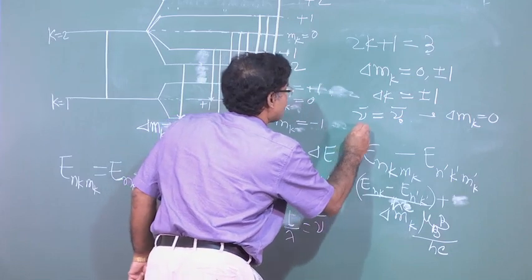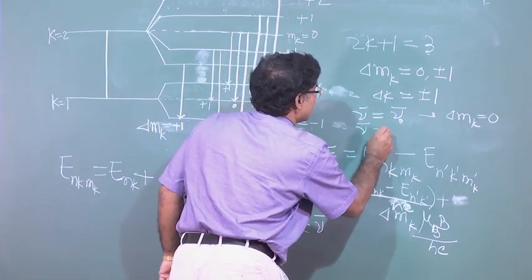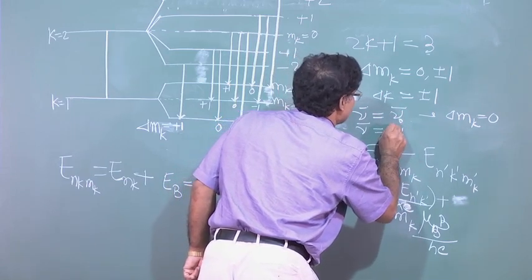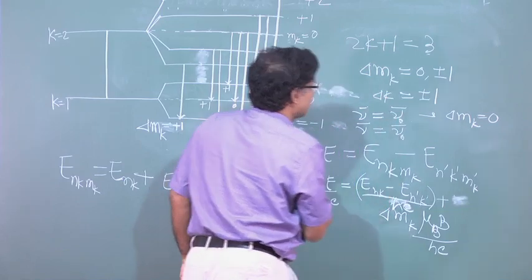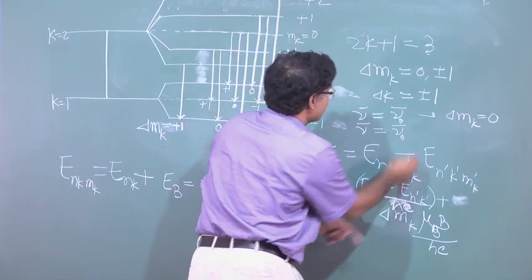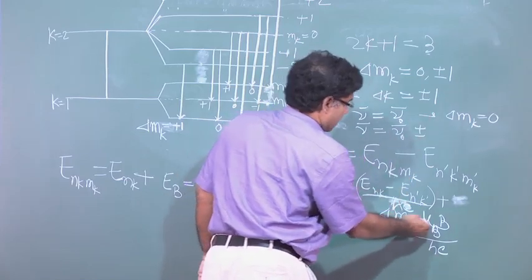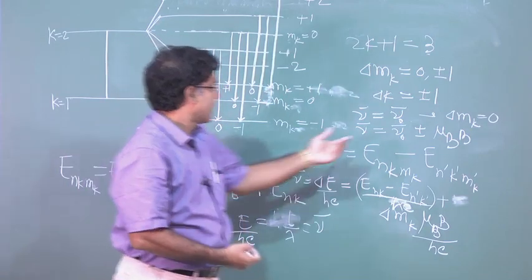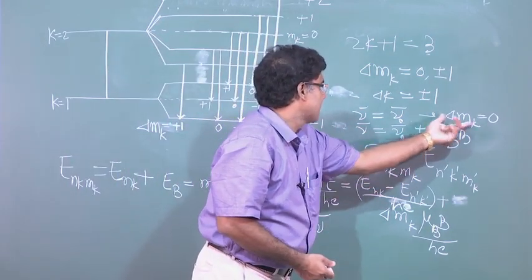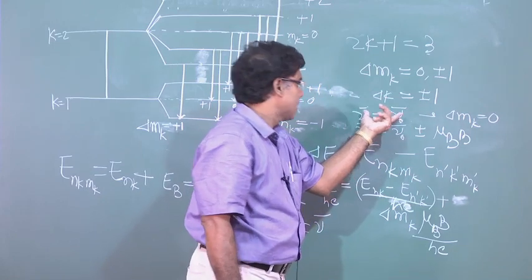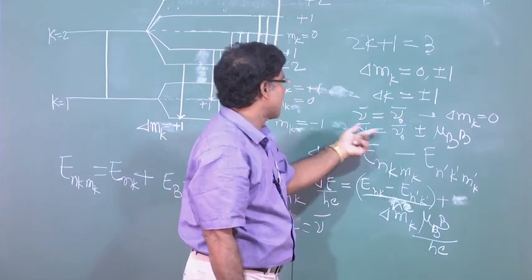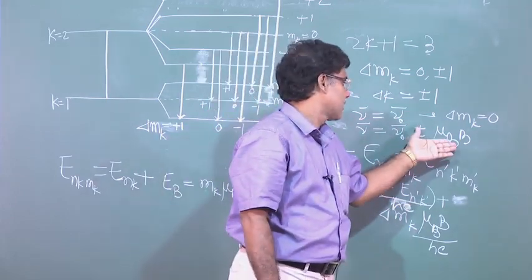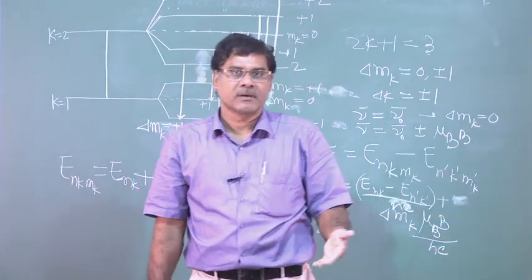And then I will get delta m k plus 1, so nu bar equal to the original, plus 1 and minus 1. So, I will get plus minus mu b B, okay. So, here you can see for delta m k equal to 0 this original line, and two more lines we will get, where the wave number is just differing by this mu b B, plus mu b B or minus mu b B.